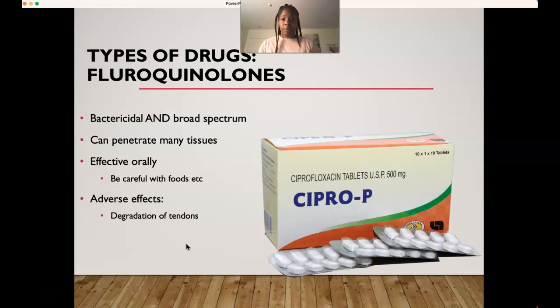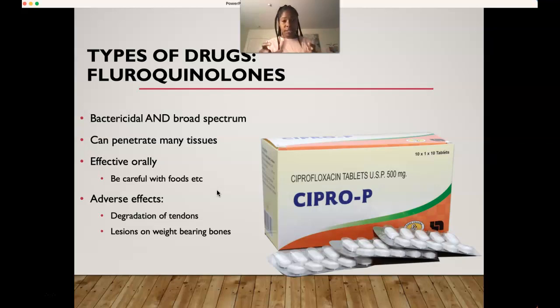So oftentimes, if we have a patient with, for example, patellar tendonitis or Achilles tendinopathies, this would not be the antibiotic drug that you would want your patient to take, right? Because it's going to slow down repair of tendon. It's going to cause degradation of tendons. And so they would be at a higher risk for the development of ruptures.